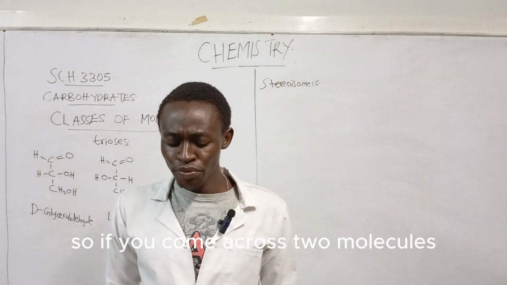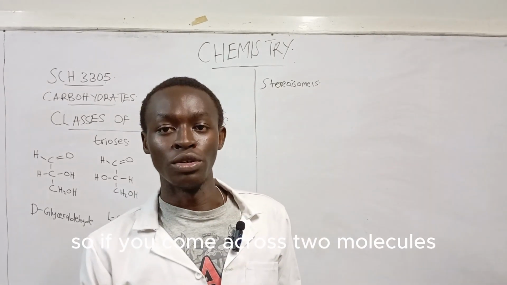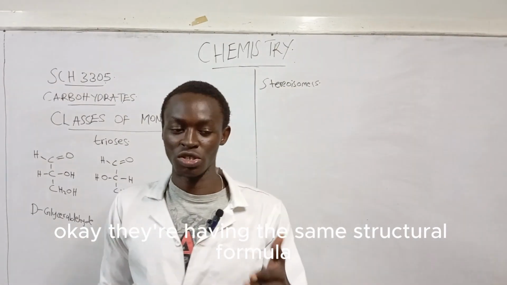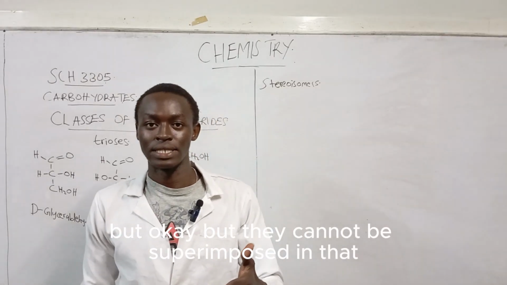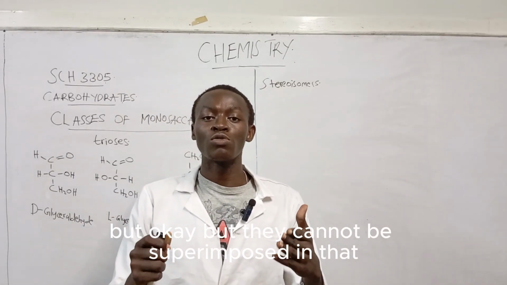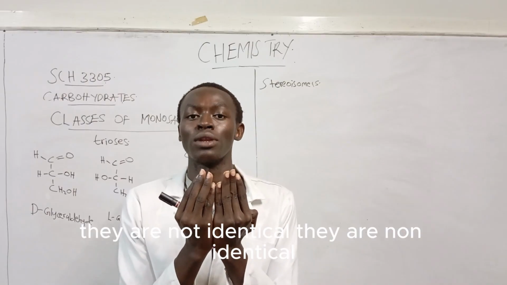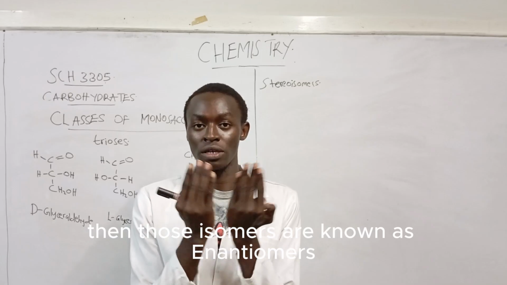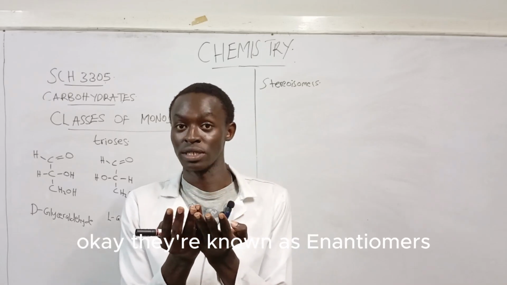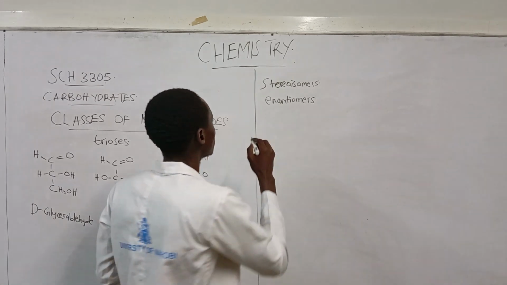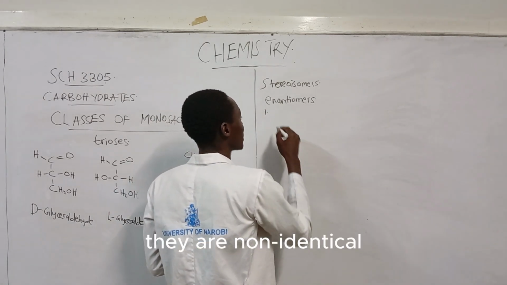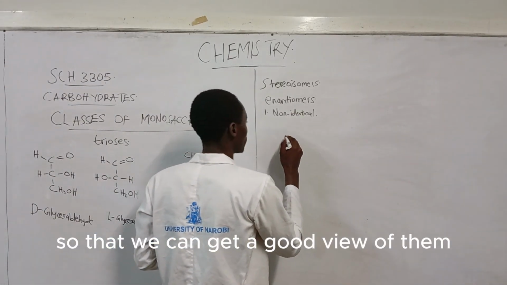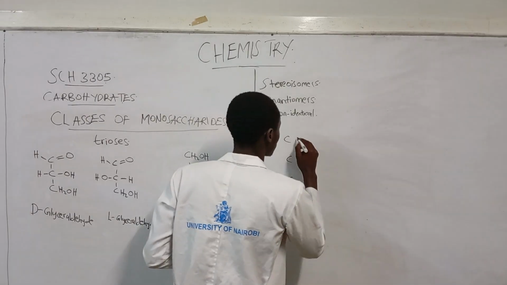So if you come across 2 molecules that have the same structural formula, but they cannot be superimposed, in that they are not identical, they are non-identical, then those isomers are known as enantiomers. So enantiomers are non-superimposable and non-identical. Let me put this one from this side so that you can get a good view of them. So 1, 2, 3.